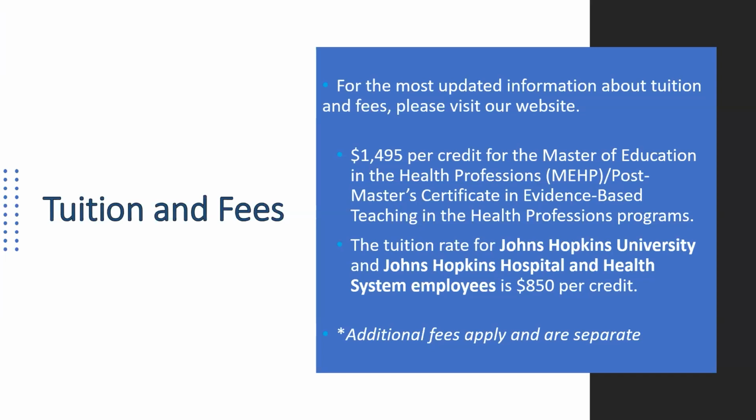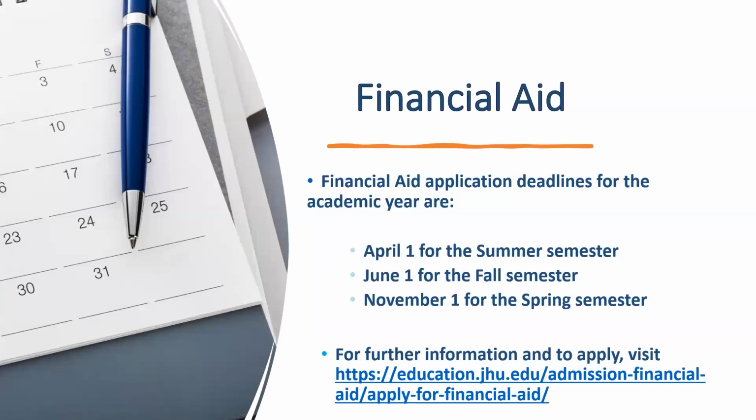And the tuition for the 2022-2023 academic school year is $1,495 per credit. And also keep in mind the tuition rate for Johns Hopkins University and Johns Hopkins Hospital and Health System employees is $850 per credit. Please keep in mind, we do anticipate the tuition for the next academic school year will increase. For additional information on tuition and fees, please visit our school's website.